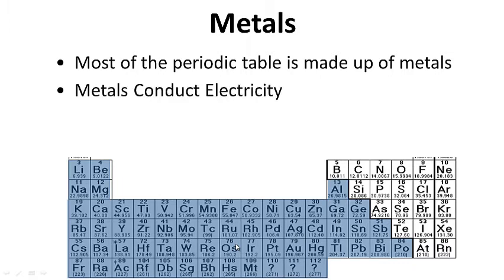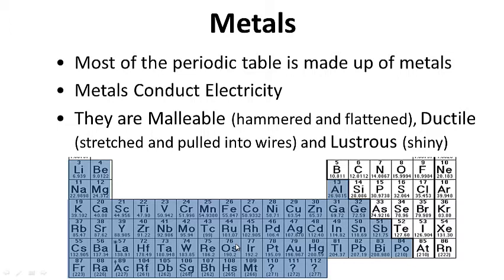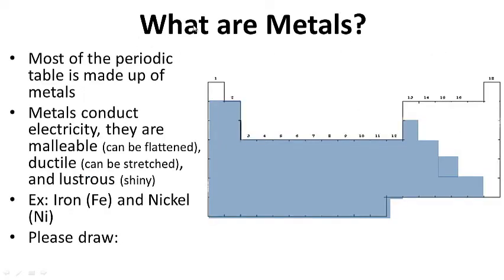Metals conduct electricity. They are malleable, which means they can be hammered and flattened. They are ductile, which means they can be stretched and pulled into wires. And they're lustrous and shiny. These physical properties make metals very useful in our society. So what are metals? Question on the left-hand side, answer goes on the right-hand side. Please draw this for your notes. I'm going to move on.